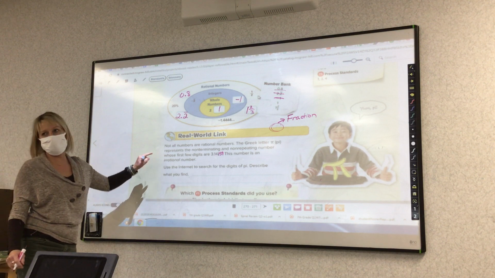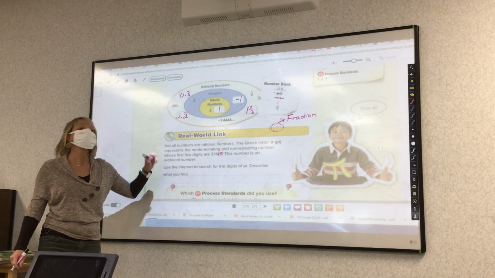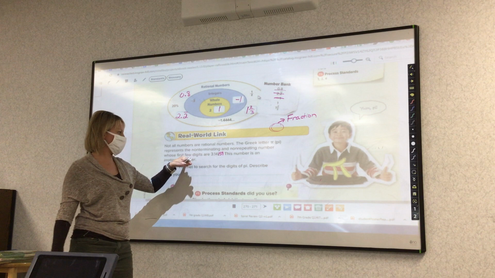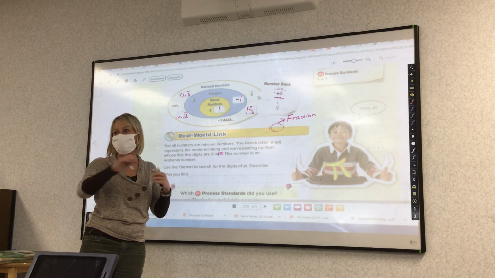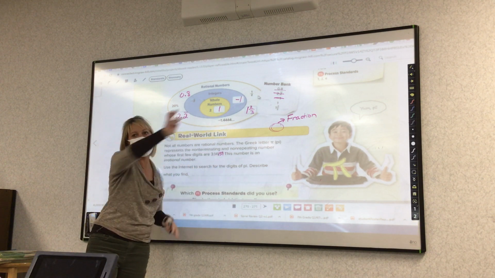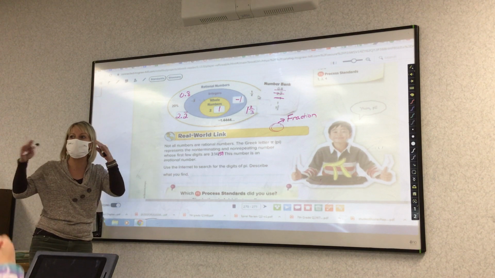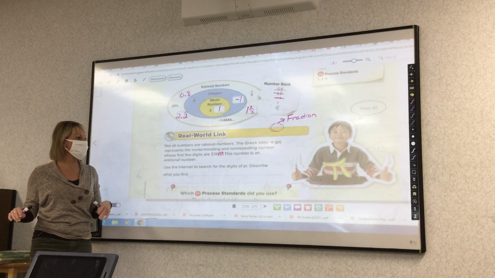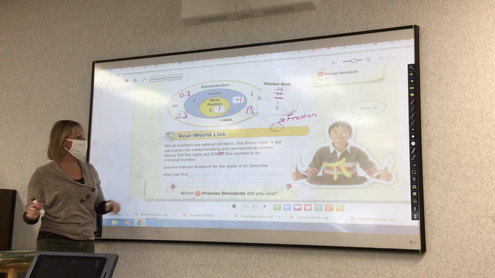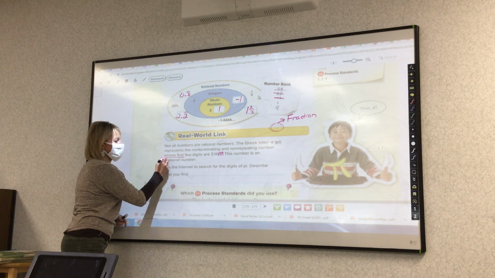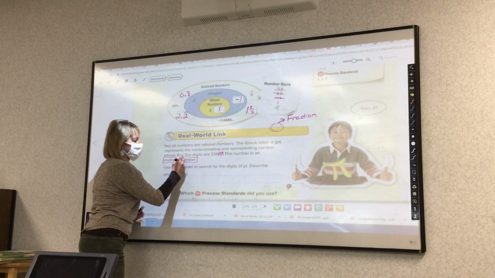But it said, why is it not repeating? It's because when I put the pi sign in my calculator, all those numbers are going to keep going and going and going. It never stops. Even though it'll stop on your calculator, in real life it never stops. So this number is an irrational number. I want you to box that word, irrational number.